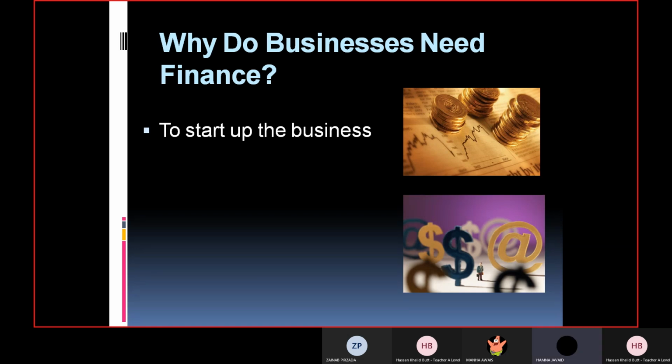I want answers from you one by one. Yes, Hamna? First will be the land where you're going to set up your factory. All right, very good, Hamna. Yes, land will be required to build a factory over there. So that will be your first setup cost, right? And you require a certain amount of money to buy the land. What else? Manha and Zainab?